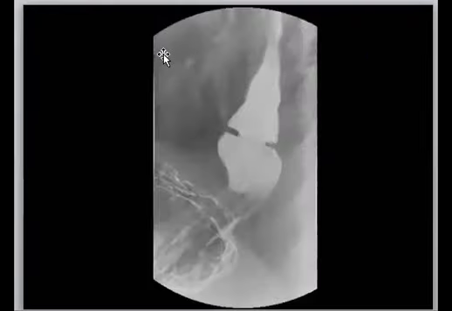Let's go to this case, which is a bit of an easy case. This man is old and as you see, this is a double contrast esophagogram, and yeah, Schatzki ring. What is a Schatzki ring? It is a ring, a prominent ring in the distal esophagus that limits the passage of the barium.